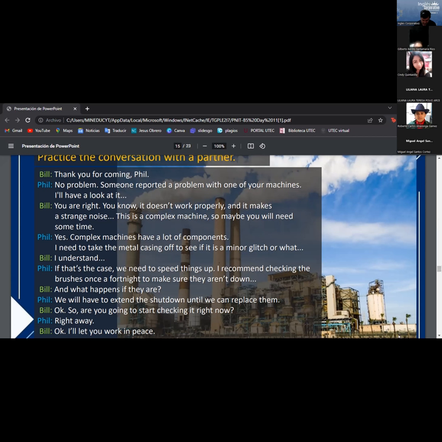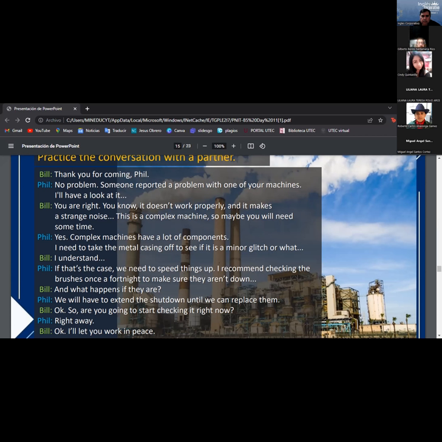Okay. Thank you for coming here. No problem. Someone reported a problem with one of your machines. I'll have a look at it. You are right. You know, it doesn't work properly. And it makes a strange noise. This is a complex machine, so maybe you will need some time. Yes, complex machines have a lot of components. I need to take the metal casing off to see if it is a minor glitch or what.